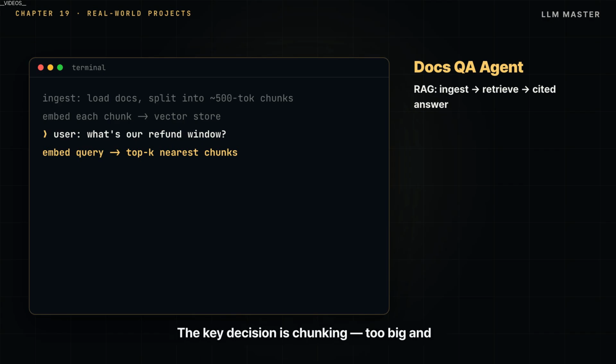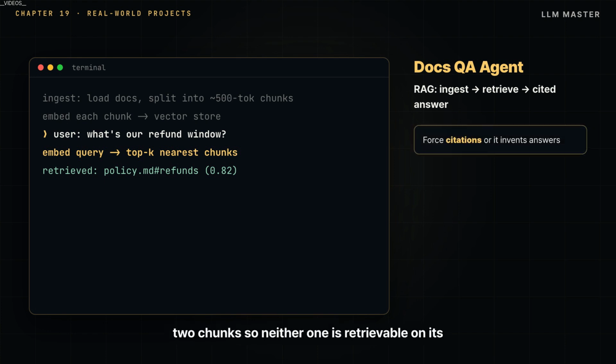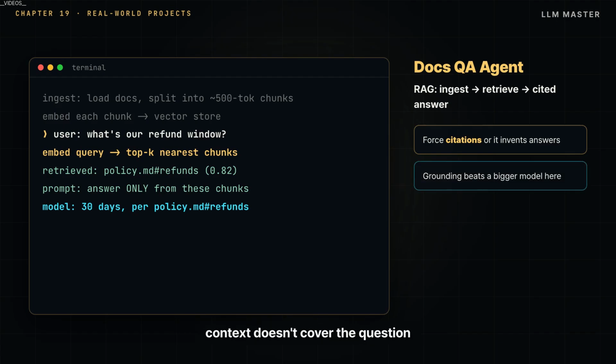The key decision is chunking. Too big and retrieval gets vague. Too small and you slice a single fact across 2 chunks, so neither one is retrievable on its own. And the gotcha that bites everyone. If you don't force grounding and citations, the model happily answers from its own parametric memory and confidently invents things that aren't in your docs at all. Make it say "not in the documents" when the context doesn't cover the question. That one instruction is the difference between a demo and something people trust.